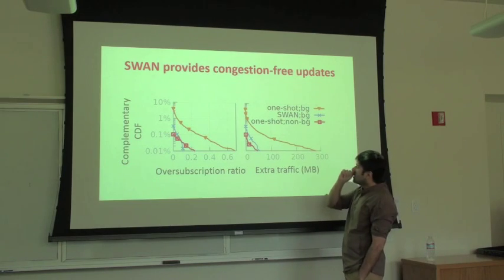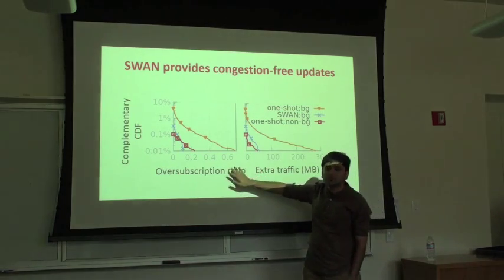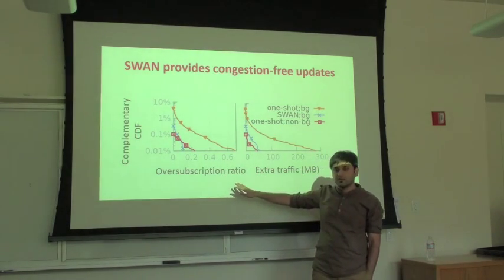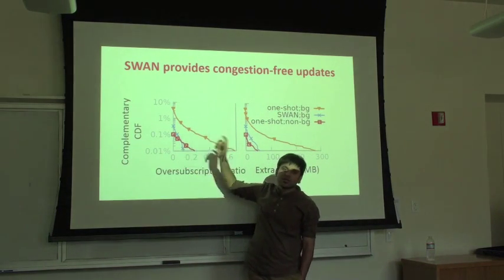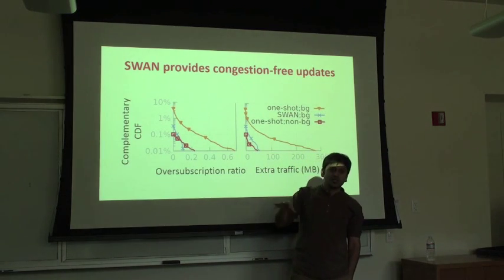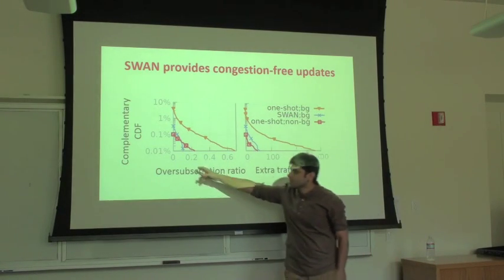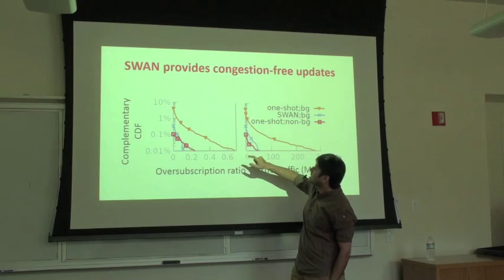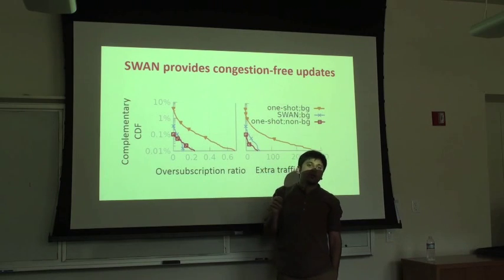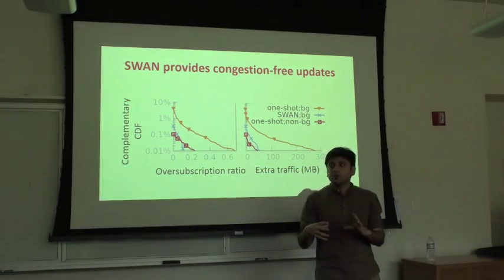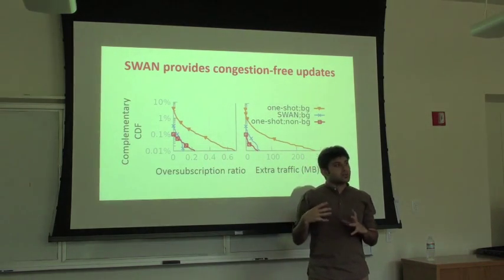Two things I want to say here. One is that the line is missing here for SWAN with non-background traffic because that's provably zero, and we see that in the experiments. That's just the analytical result as well. And this line suddenly drops at 10% because we programmed it such that the bounded congestion on the background traffic should not be more than 10%. So it gets bounded at 10% here. The interesting thing is that for high priority traffic, which is non-background, if you do one-shot updates, even your high priority traffic suffers. We have priority queuing in the switch. Despite that, high priority traffic will suffer if you simply do one-shot updates.